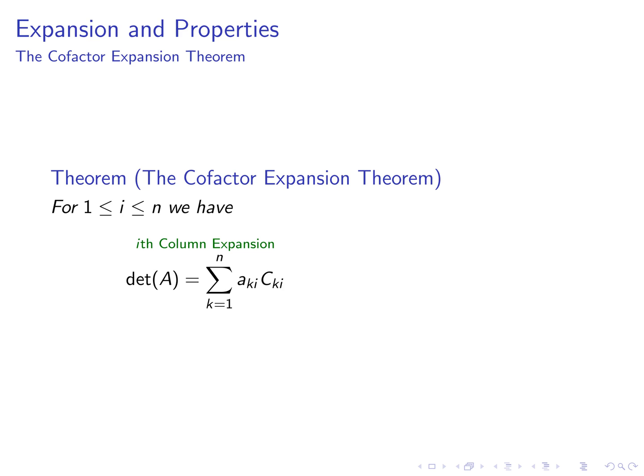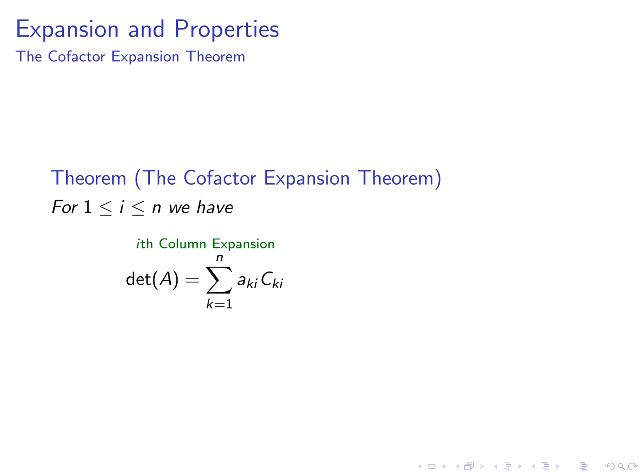Okay, so now let's address the problem of computation. What we've seen is that the definition of a determinant is recursive. And what this means is that the formula for an n by n determinant depends on the formulas for determinants of smaller matrices. And this poses a serious issue.